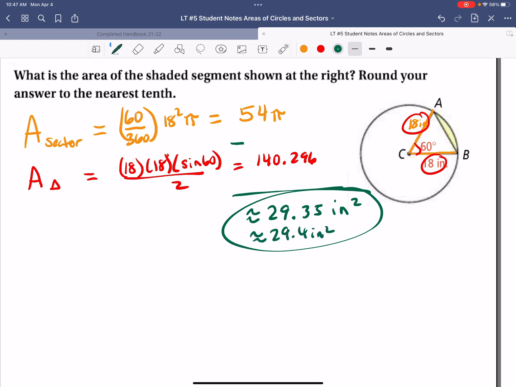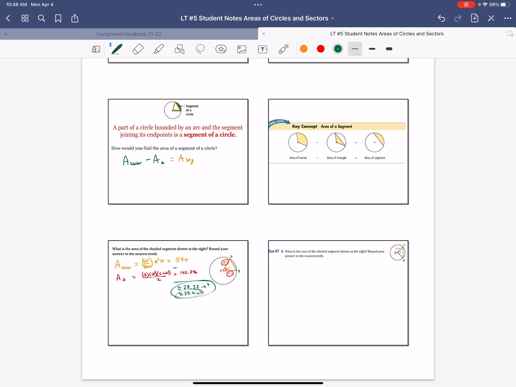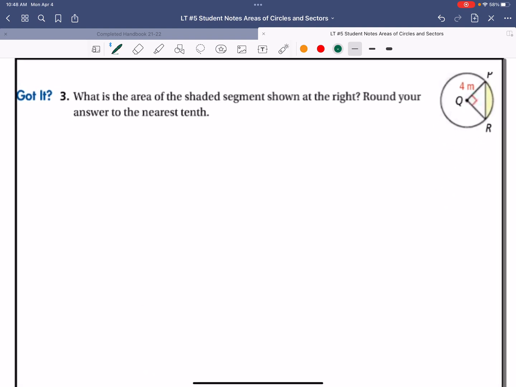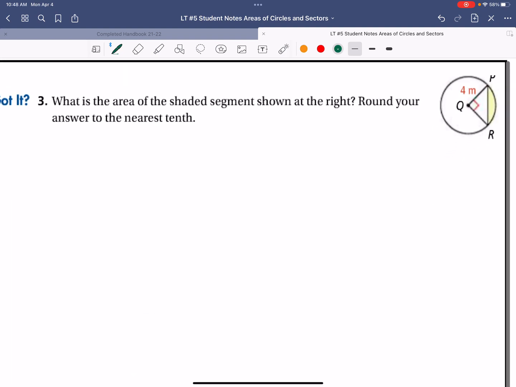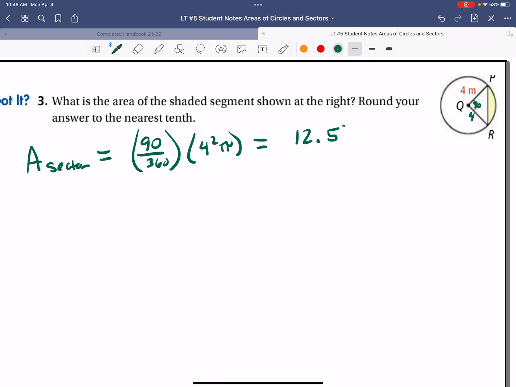All right, do the next one. Try it on your own. Press play when you finish. All right, on this one, you've got 4 here. This is a 90-degree angle. So to get the area of the sector, you've got 90 out of 360 times pi r squared, which is 4 squared pi. And that's going to give you about 12.57.